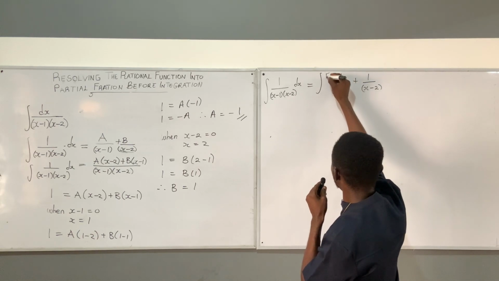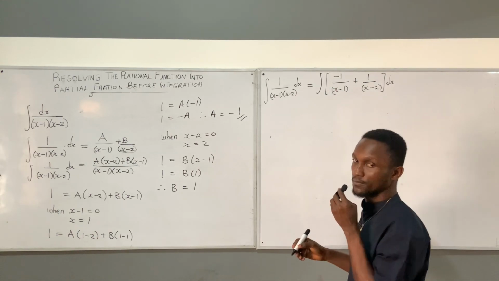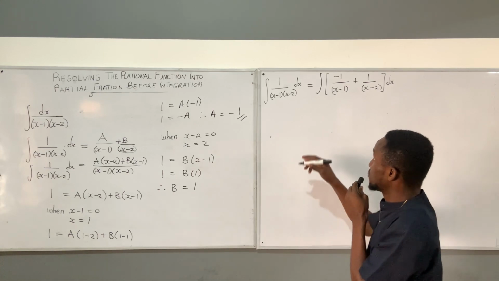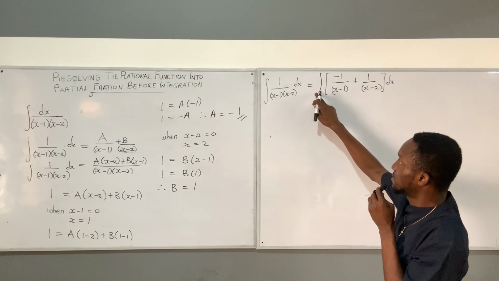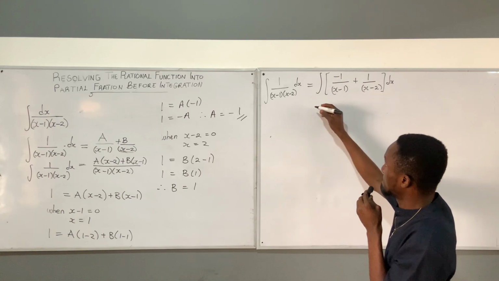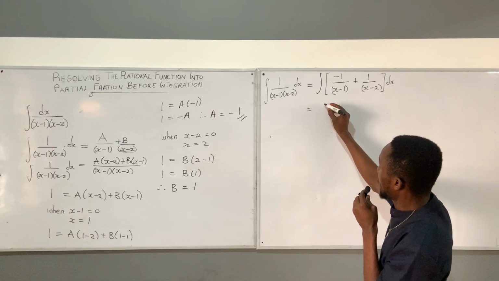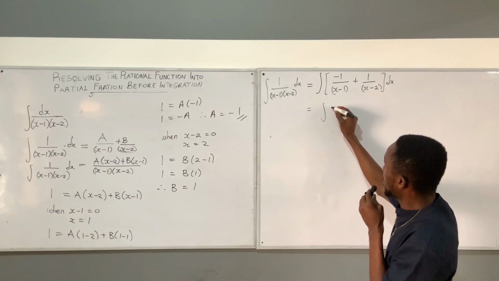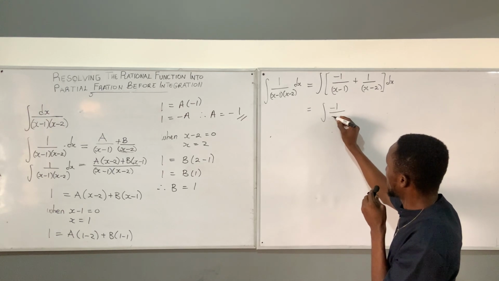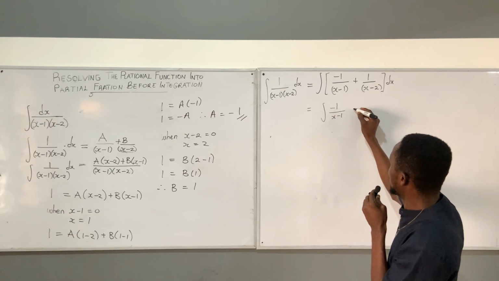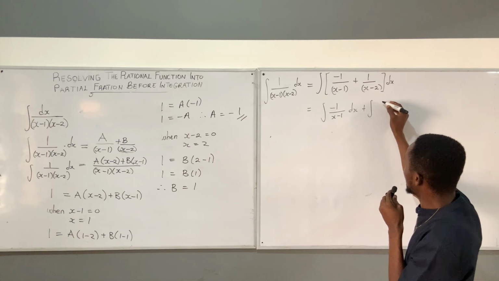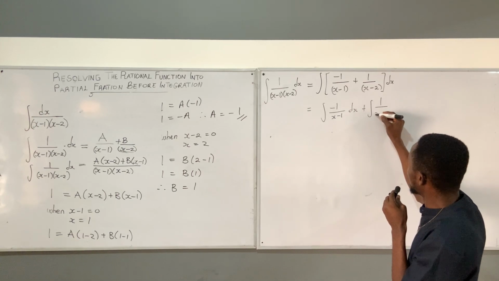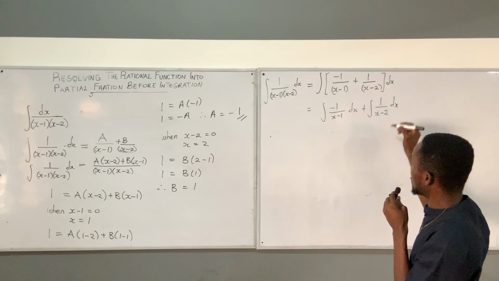All these things times dx. Are you here with me? So now the next step is to use the integral sign to multiply this. So when we break it down, we have the integral of 1 over x minus 1 dx plus the integral of 1 over x minus 2 dx.